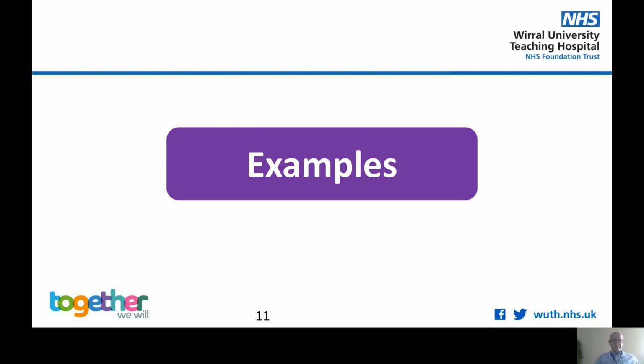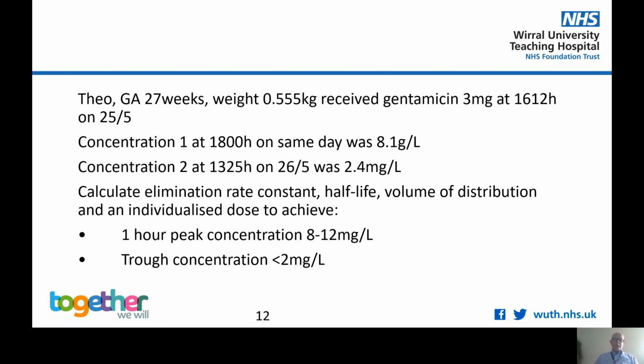So, moving on to examples. Theo was a 26 or 27-week gestational age baby born at 555 grams, 0.55 kilograms, and he received a stat dose of 3 milligrams of gentamicin at 16:12 on the 25th. The concentration on the same day at 1800 hours was 8.1. His second concentration, the following day, was 2.4. What we do in an example like this is calculate the elimination rate constant, half-life and volume of distribution, and then use the applied model to work out a suitable peak and trough concentration.